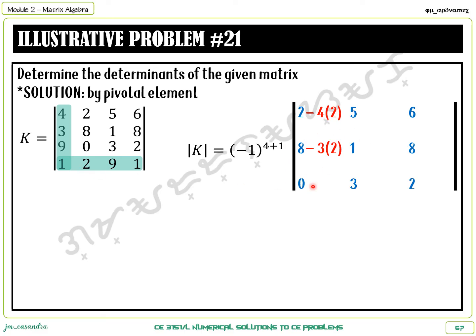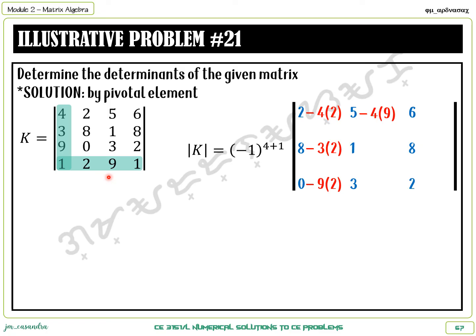So where did 3 times 2 come from? So this is element 8. Its intersection is 3 and 2. And for 0, its intersection will be 9 and 2. So 0 minus 9 times 2. Then for 5, the intersection will be 4 and 9. So minus 4 times 9.